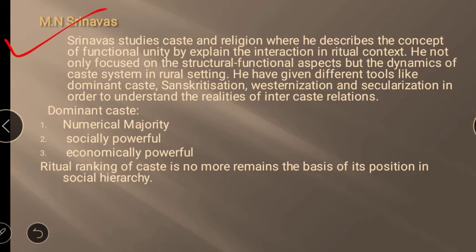Now let's talk something on M.N. Srinivas' works. So his first work on functional unity. Please bear my handwriting; it's too bad. So what is actually functional unity? It is basically the functions are performed for the maintenance of system. It mainly focuses on ordering and patterning of social world, right?